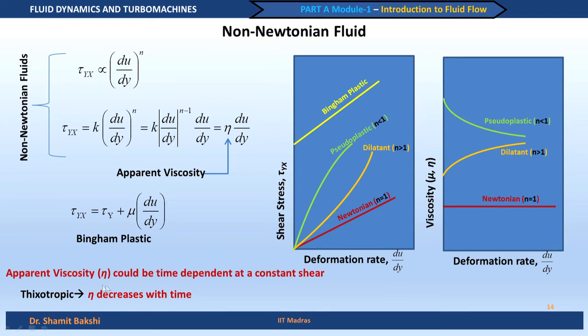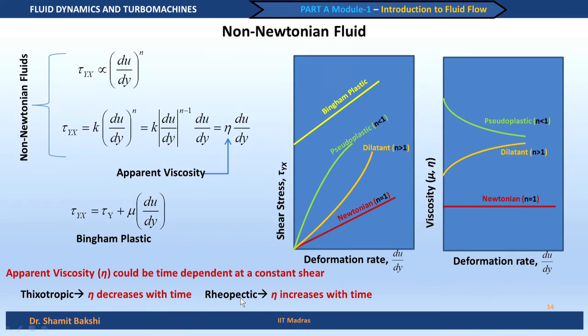There are two possibilities when we are talking about the time dependency of apparent viscosity. It can decrease with time; these are known as thixotropic. Many paints, for example, are thixotropic, which helps because if you keep on applying even the same shear rate, it becomes thinner. Or it could be rheopectic. That means eta, the apparent viscosity, increases with time. This is also possible.